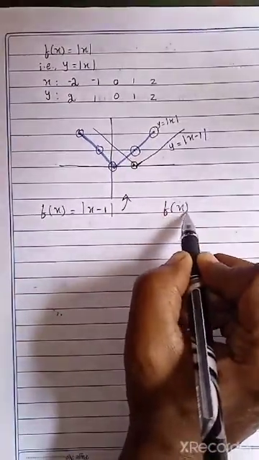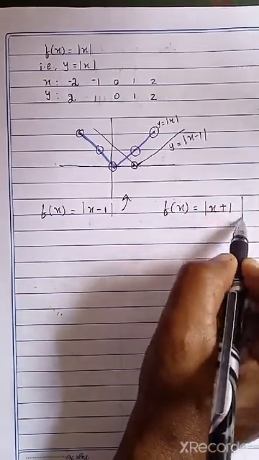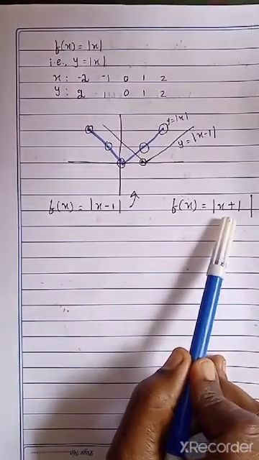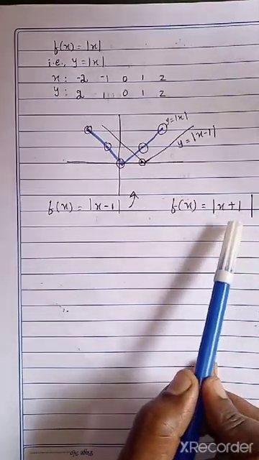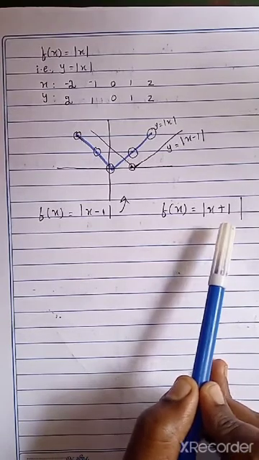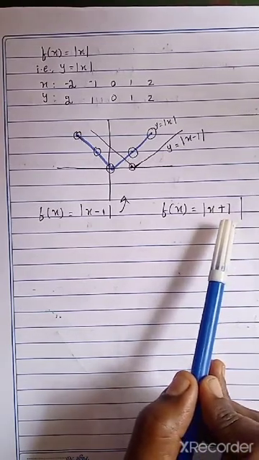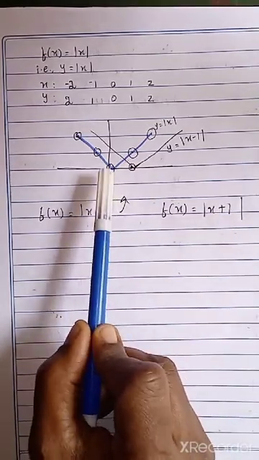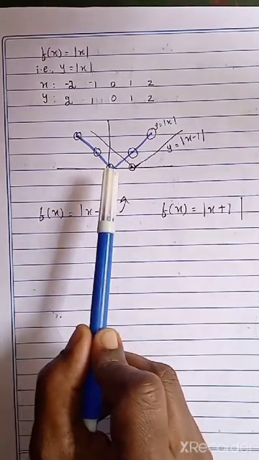Okay, one more example. F of x equal to mod x plus 1. Now tell me, did I add the constant inside the function or outside the function? Yes, it is inside, because I have added it inside the mod, right? Since I have added inside the mod, I have to move this original graph. This is your original graph, right? 1 point left to the given graph.